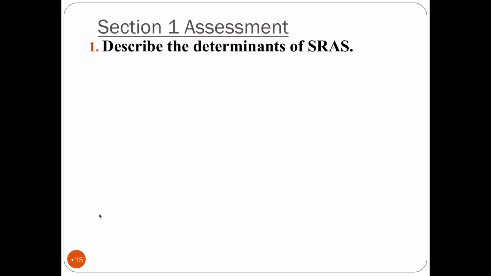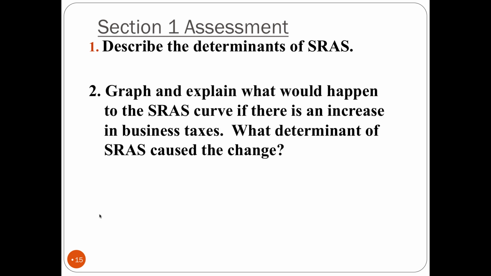All right, so let's do the assessment. For number one, we're going to describe the determinants of short-run aggregate supply. There are three of them. And for number two, we're going to graph and explain what would happen to the short-run aggregate supply curve if there is an increase in business taxes, and what is the determinant of short-run aggregate supply that caused this change. So we're just going to go ahead and graph the short-run aggregate supply curve, shift the curve the appropriate way, and then tell me the determinant that caused this short-run aggregate supply shift.